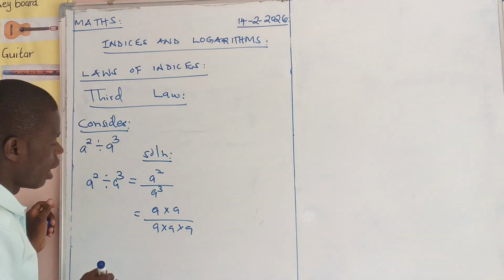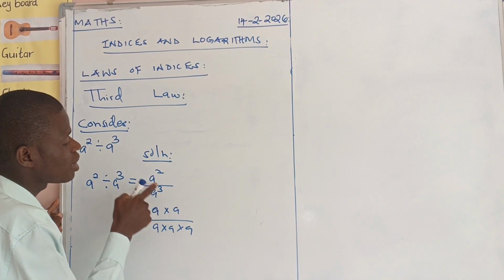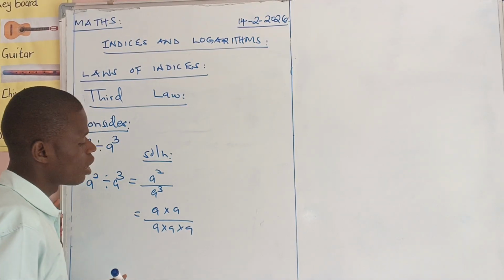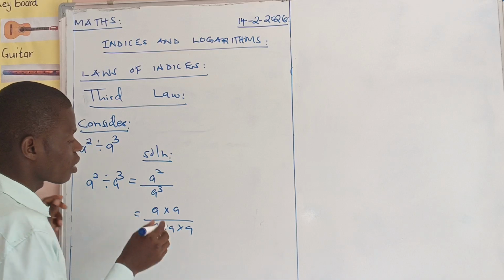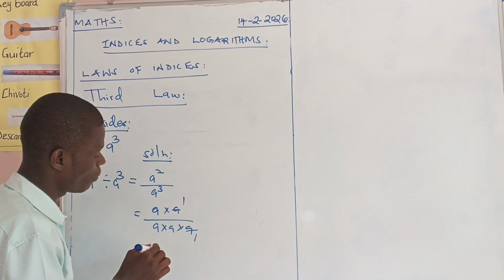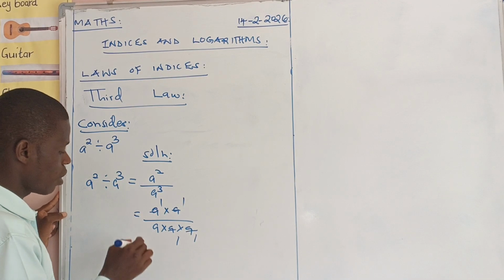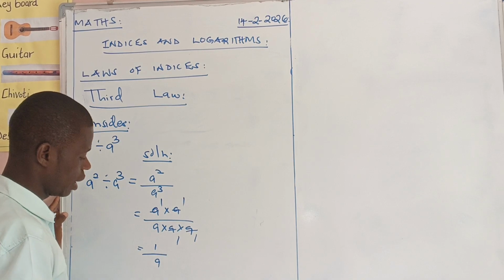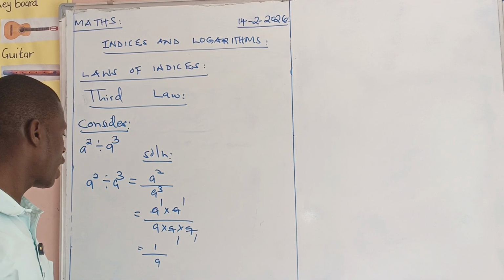So here, what do I have? I have a times a, and here a times a times a. This one represents a raised to power 2 in long form, and this is a raised to power 3 in long form. I was told that once we are dividing and we have similar factors, we can simplify. If I simplify here, what am I going to have? a divide a, 1, a divide a, 1. So in the numerator, I don't have any a, but I have 1 times 1, which is 1, over a times 1 times 1, that is now a. Are you seeing that? So 1 over a, that is what I have.